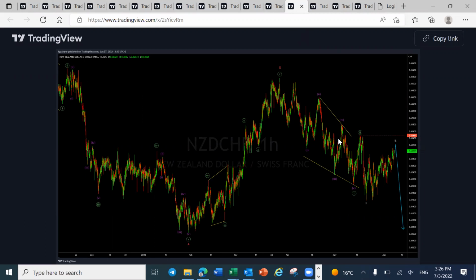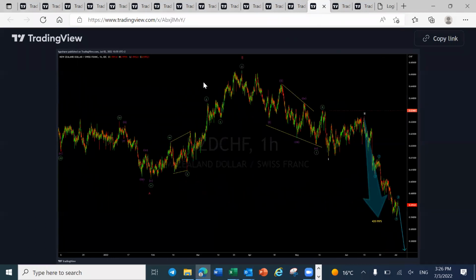Now, this is New Zealand Swiss. So this chart was posted for members on the 7th of June. It's a bit of a slow one here, but it drops eventually, as you can see here, on July the 2nd, and we've dropped 420 pips on New Zealand Swiss.